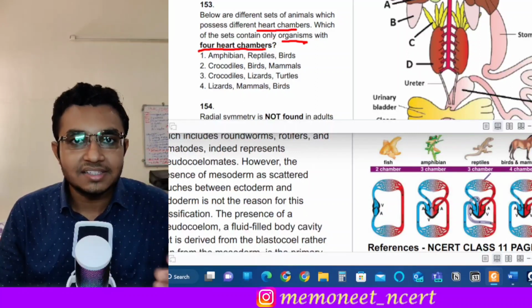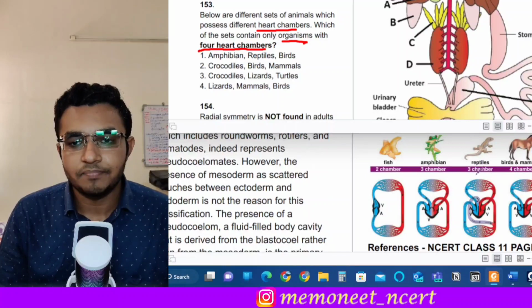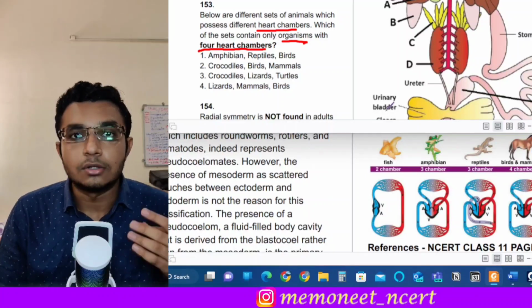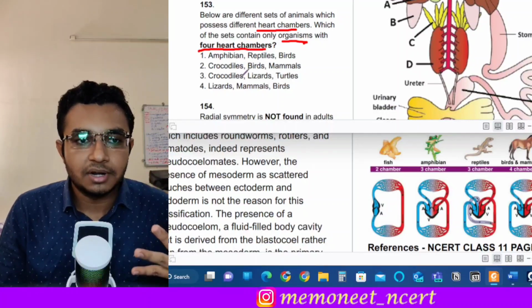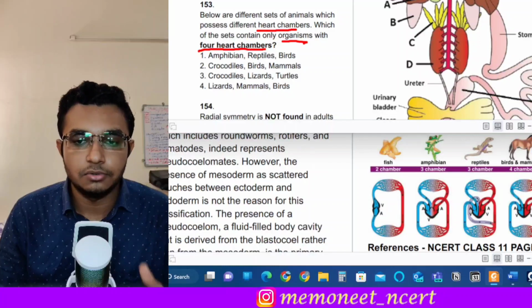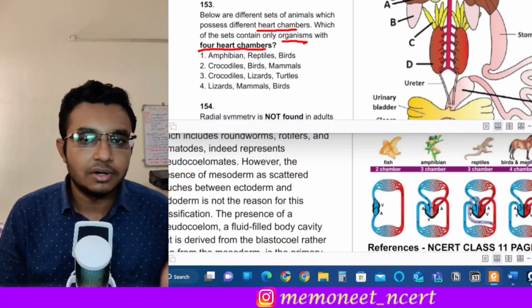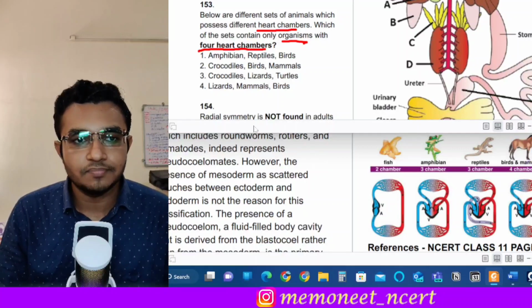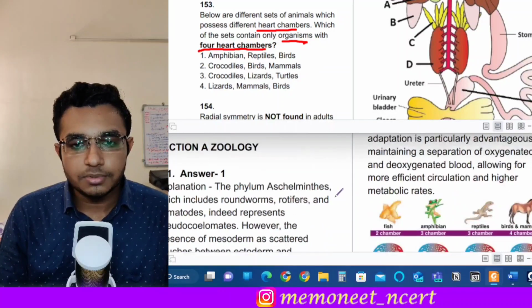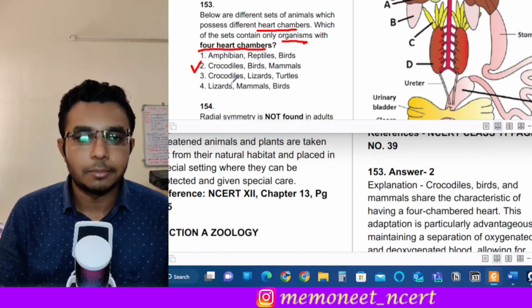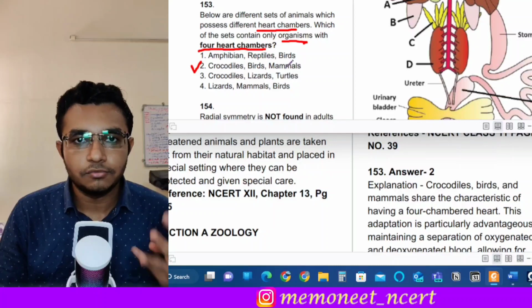But there is an exception to the reptiles. And what is that exception? Absolutely, that is crocodiles. The crocodiles have a 4-chambered heart. They are reptiles, but they have a 4-chambered heart. So that is an exception. You need to remember that. And the birds and mammals have a 4-chambered heart only. 2 atria and 2 ventricles. So here in the options, the correct answer will be option 2, that is crocodiles, birds and mammals. These three have a 4-chambered heart.